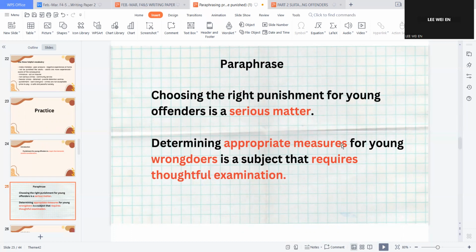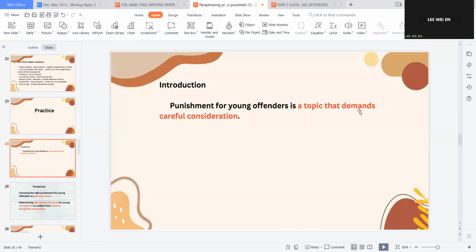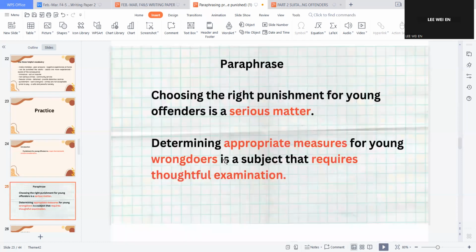And serious matter, that means require thoughtful, because the question over here is demands. Demands means require. Careful means thoughtful consideration, examination. Because you need to decide what type of measure. Measure means method. What type of measure should be used for the young offenders is something serious. You have to be careful. It requires you to think carefully. All right. So this is one last.